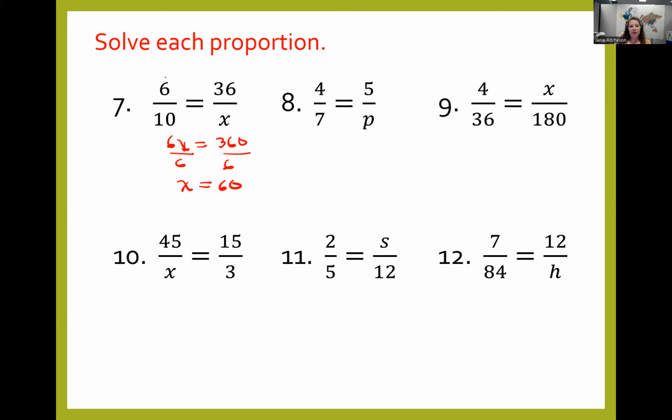All right, now if it's easy, let's keep it easy. So what can we do to 6 to get 36? We can multiply by 6, right? Well, to get from 10 to x, we would have to do the same thing. We'd multiply by 6, so 10 times 6 is 60.